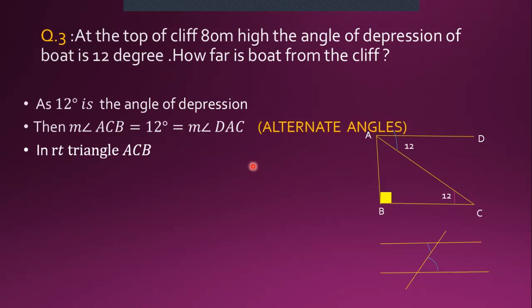Then again we are having a right angle triangle, and what we are to find, we are to find the distance of the cliff and the boat. This is the cliff and this is the boat. It means we are to find BC here.